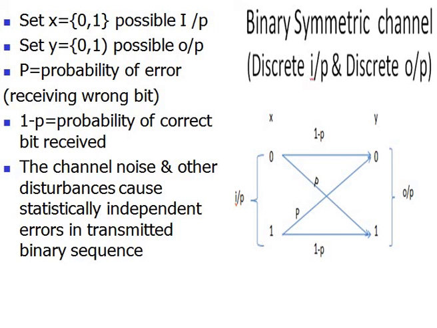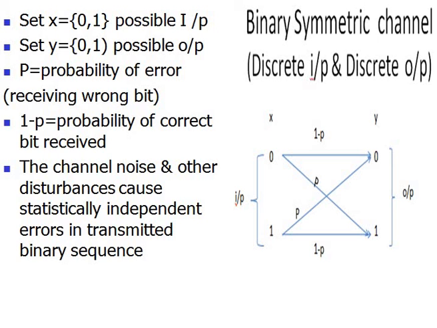Here in this diagram we can see P is the probability of receiving a wrong bit, where 1 minus P is used to receive the correct bit: 0 passed, 0 received; 1 passed, 1 received. When 0 is passed and 1 is received, that is the wrong bit receiving probability P, and in the other case 1 is sent and 0 is received with probability P, that is the probability of error while receiving a wrong bit.